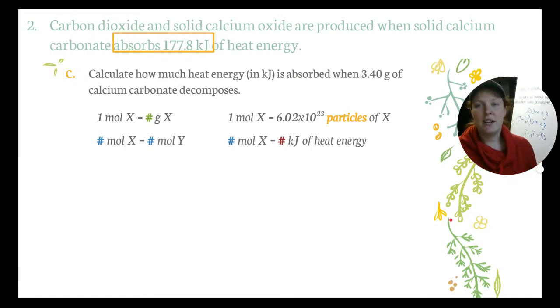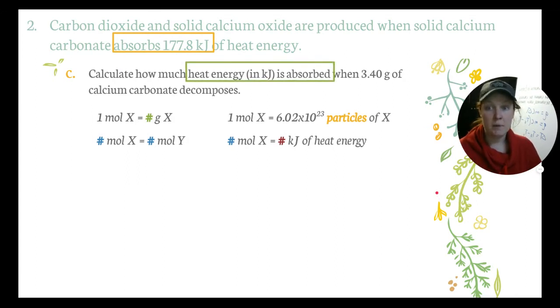All right, so let's take a look at number 2C. Calculate how much heat energy in kilojoules is absorbed when 3.40 grams of calcium carbonate decomposes. Okay, again, let's take a look at what it's asking. It's asking for how much heat energy in kilojoules is absorbed.